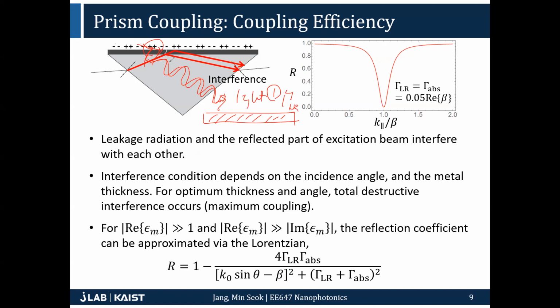And second way of losing its energy is that because metals are lossy, right? Metals are not perfect, so it's always lossy. So as it propagates, it loses its energy due to material absorption, right? And that rate is called gamma ABS, gamma absorption. And the maximum absorption occurs when these two are equal, which is called critical condition.